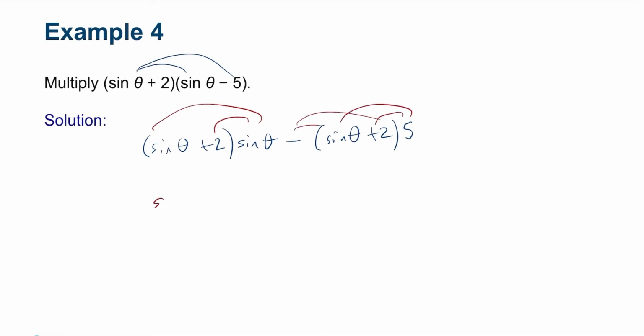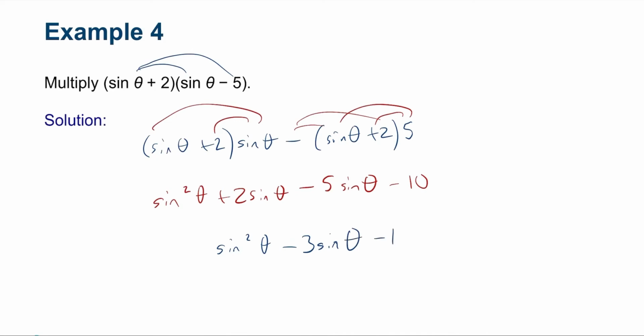So this is going to be sine squared theta plus 2 sine theta minus 5 sine theta minus 10. 5 times 2, but the negative also gets distributed. So now we can combine like terms. That's going to leave us with sine squared theta minus 3 sine theta minus 10. And that does it.